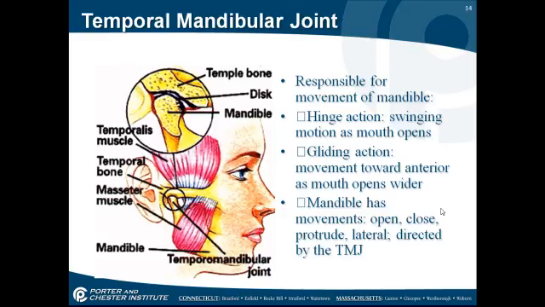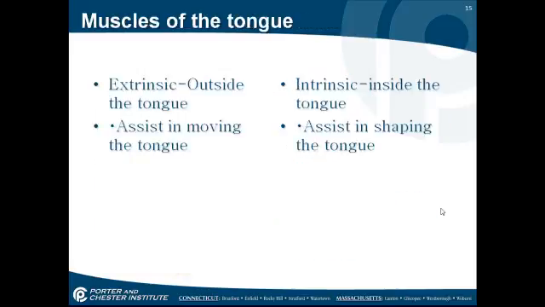The temporomandibular joint is responsible for the movement of the mandible. It has a hinge action, that is, a swinging motion as the mouth opens, and a gliding action, a movement towards the anterior as the mouth opens wider. The mandible has movements of open, close, protrude, and lateral, all directed by the TMJ.